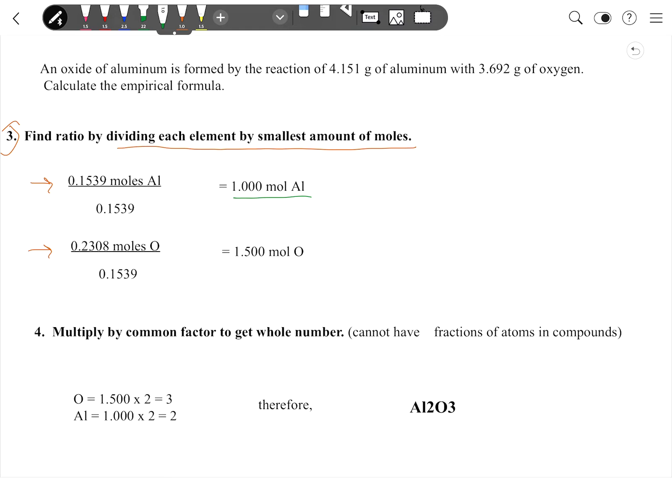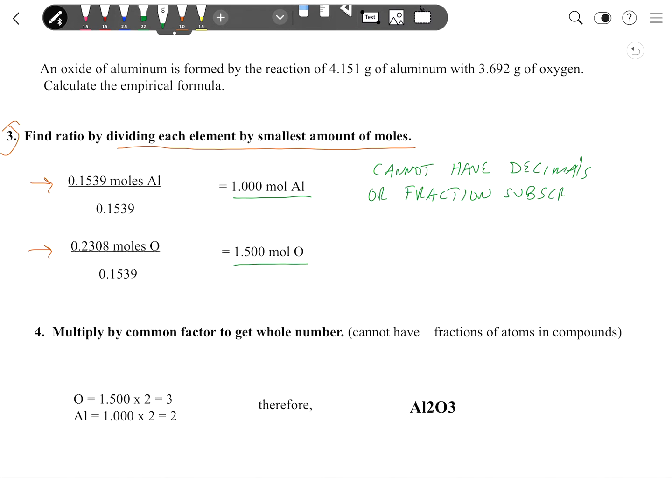We do the same thing for the moles of oxygen. We have 0.2308 moles of oxygen, and we divide it by the smaller number, 0.1539, that we calculated. When we do that, we end up with 1.5 moles of oxygen. Now, you cannot have decimals or fractions for subscripts.